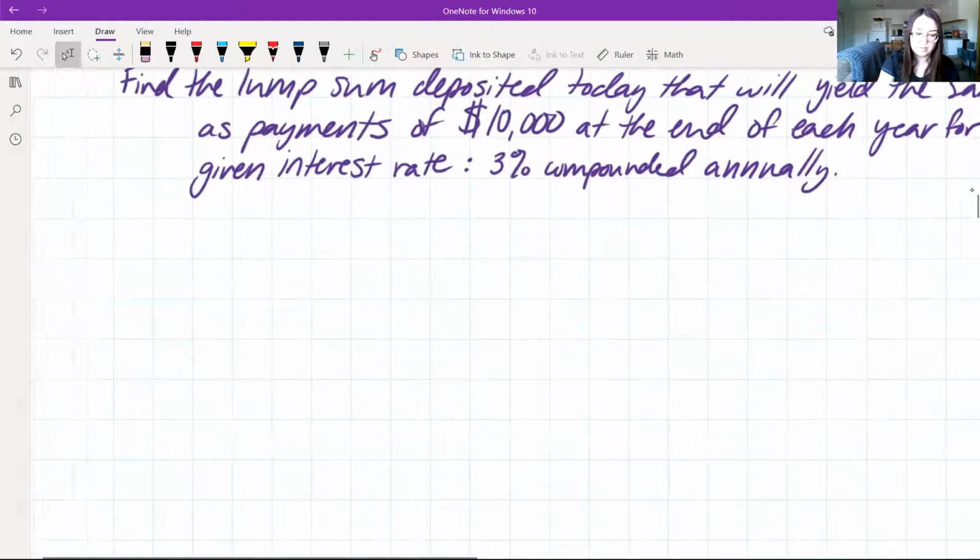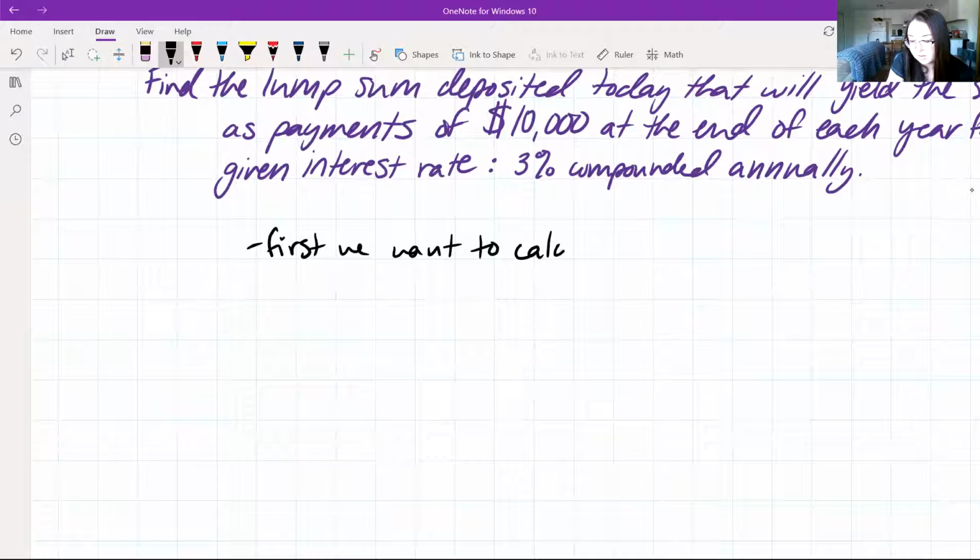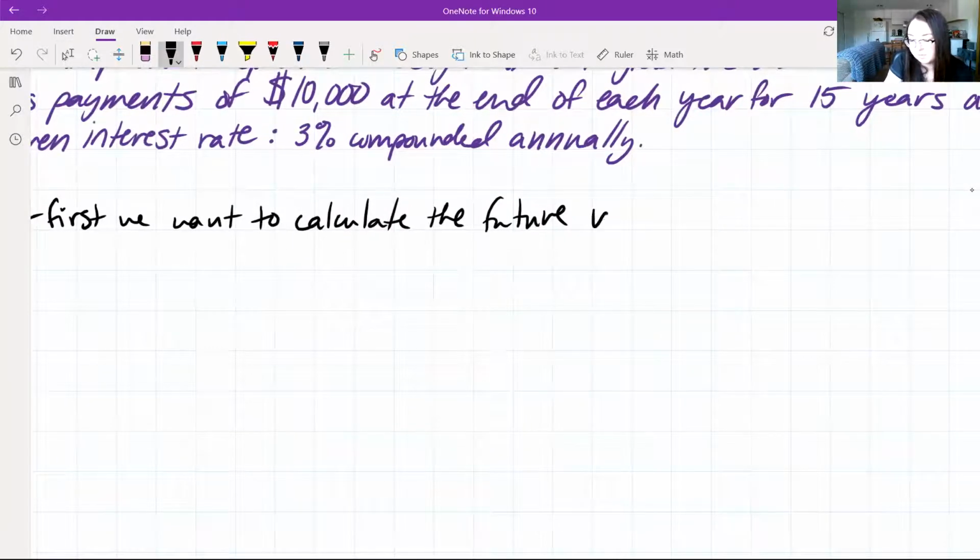So first, we want to calculate the future value of our information.